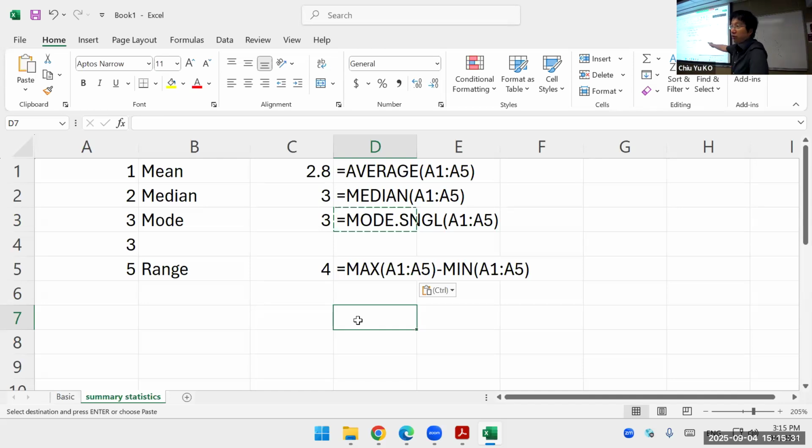So this is what we have. You can see Excel lets you do all the calculation very quickly without much sweat.